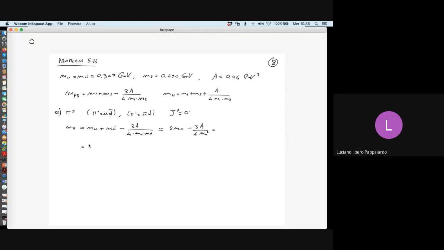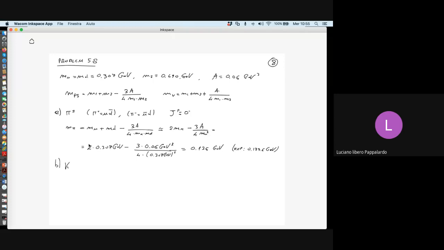So now we can substitute the numerical values. So we have twice 0.307 GeV minus 3 times 0.06 GeV cubed, and then we have here 4 times 0.307 GeV squared. And the result is 0.136 GeV, to be compared with the experimental value, which is 0.1396 GeV. So a very good agreement based on a simple phenomenological formula.